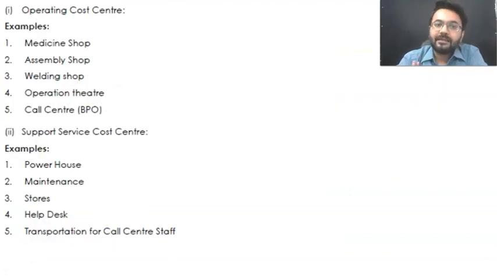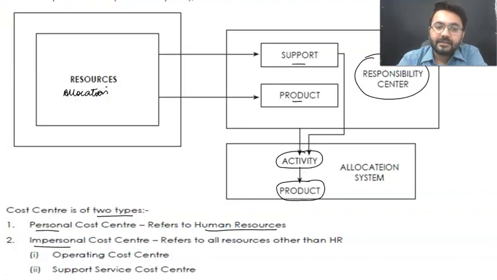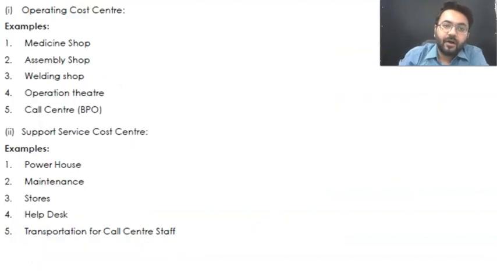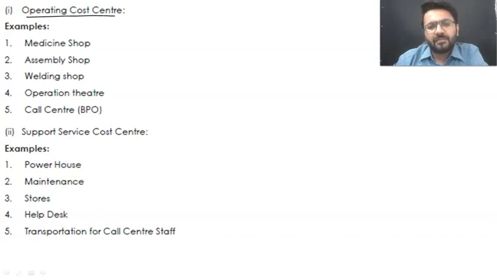Okay, now from this part, the cost which we have seen so far is the operating cost center. What are the various operating cost centers? Just like in our schools, I still remember there was a medical room. In case you have a medical shop, an assembly shop where you assemble the various products manufactured by the company or by third party vendors, a welding shop, an operation theater or a call center, they are classified as operating cost centers. Apart from that, there are a lot of things which provide various kinds of support services. They are not working at the front.